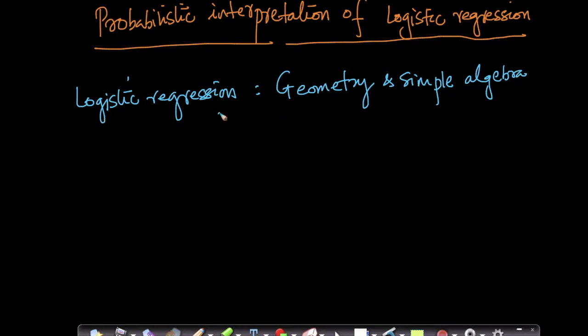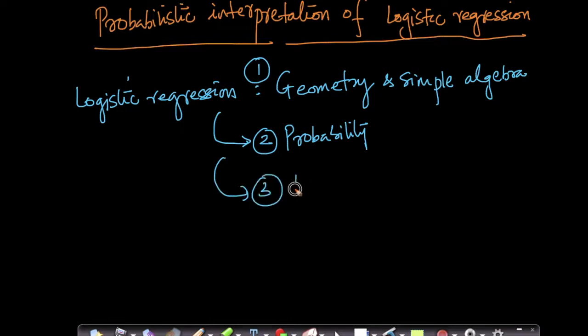There are actually two other ways of arriving at logistic regression. This is the first way that we approached, because geometry and simple algebra are easy to understand. The second way is using probability, the basics of probability, the way we saw in naive Bayes. We can use very simple ideas in probability and derive logistic regression. There is a third way, which is called the loss minimization framework, the loss minimization method of arriving at logistic regression.